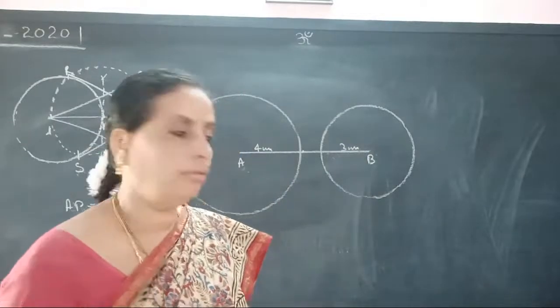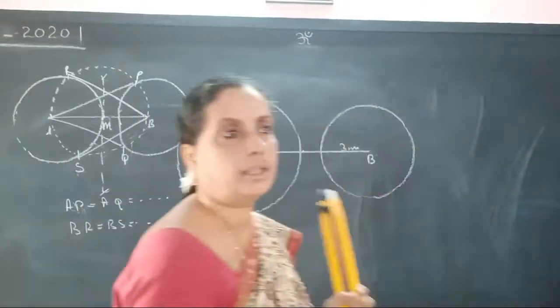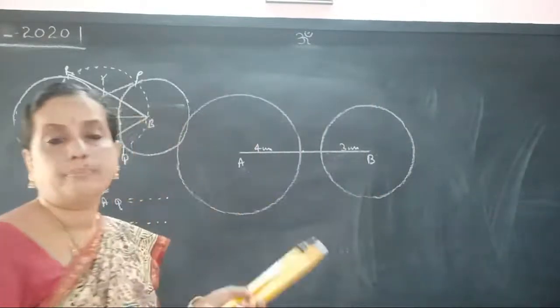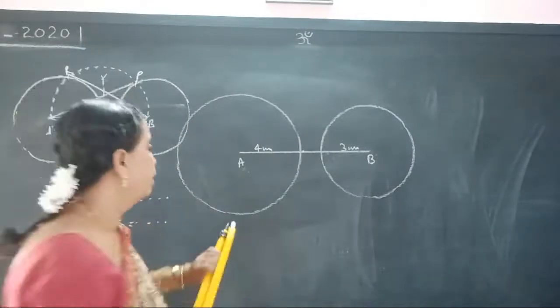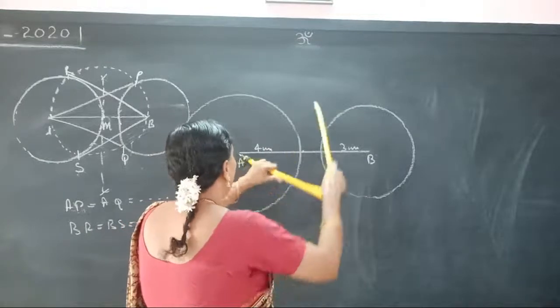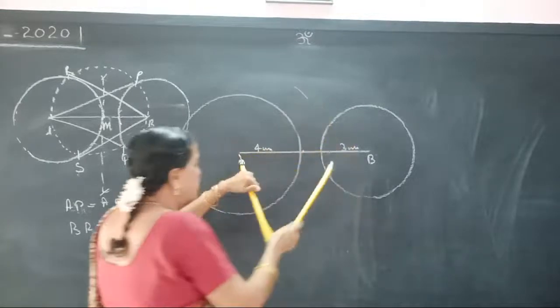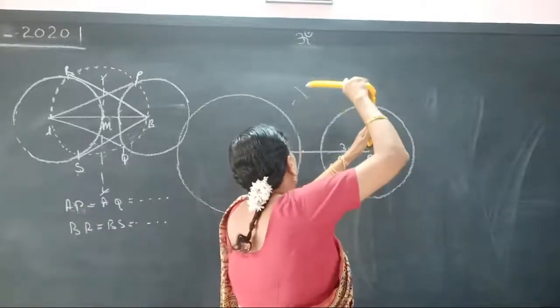Okay. Now we have to draw the perpendicular bisector to AB. We know how to draw the perpendicular bisector. Taking more than half of AB, draw arcs on either side like this. With same radius, cut off the former arc.